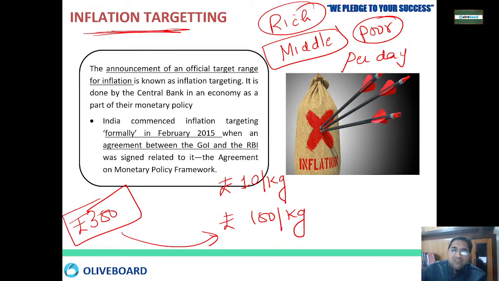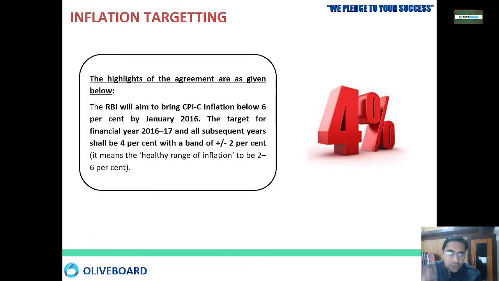Okay, so inflation targeting means we have kept an official target for our inflation, that what we have to target, what range our inflation should stay in. Okay, so inflation targeting formally started from February 2015, and this is an agreement between the government of India and the Reserve Bank. Okay, so they have signed a document that is called the Agreement on Monetary Policy Framework, MPF.